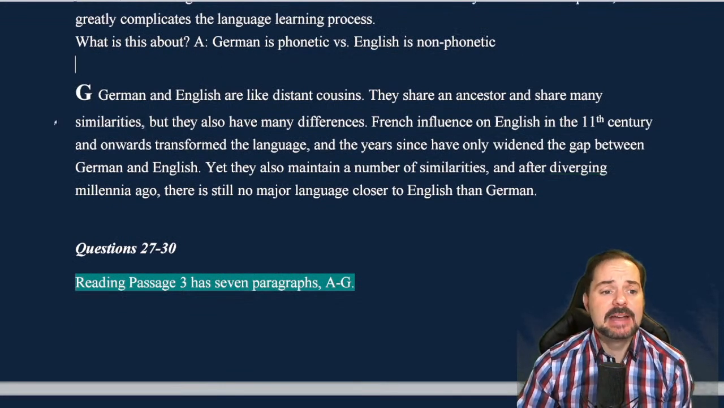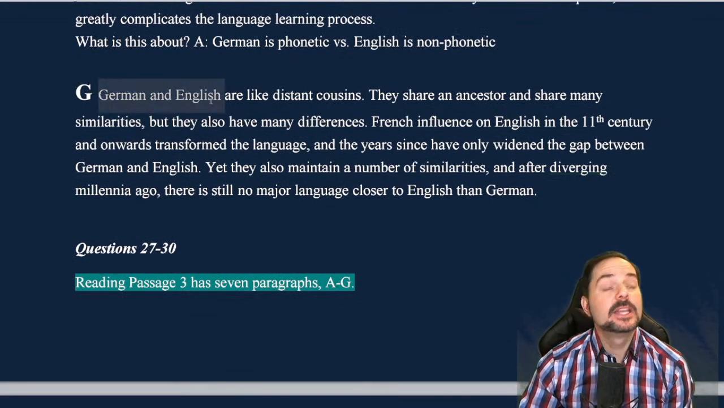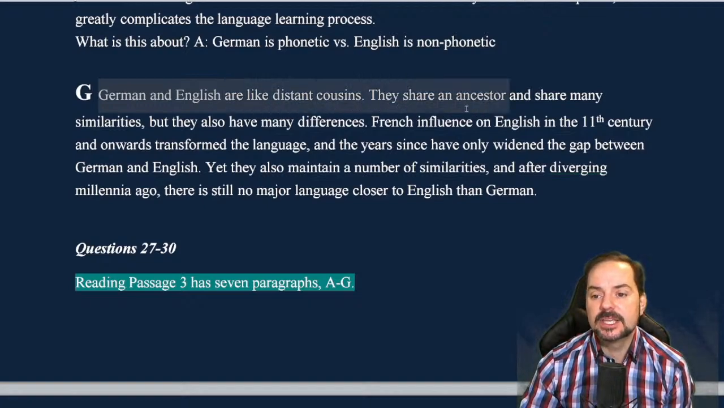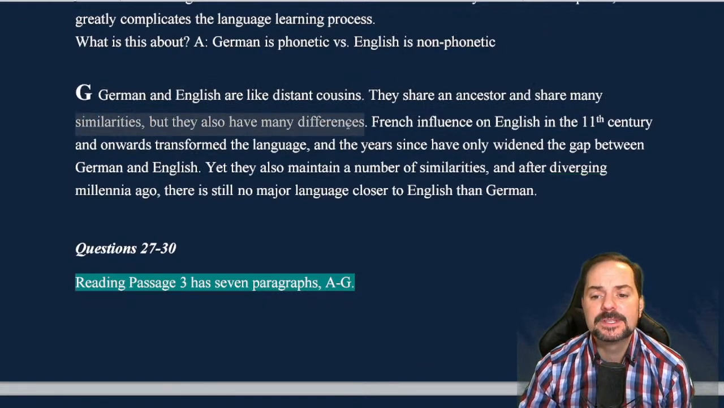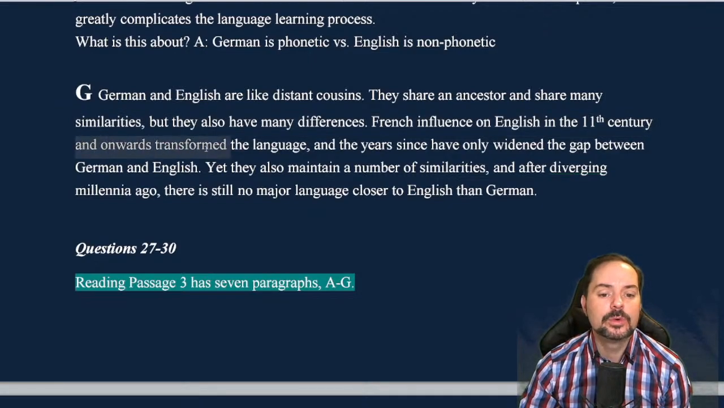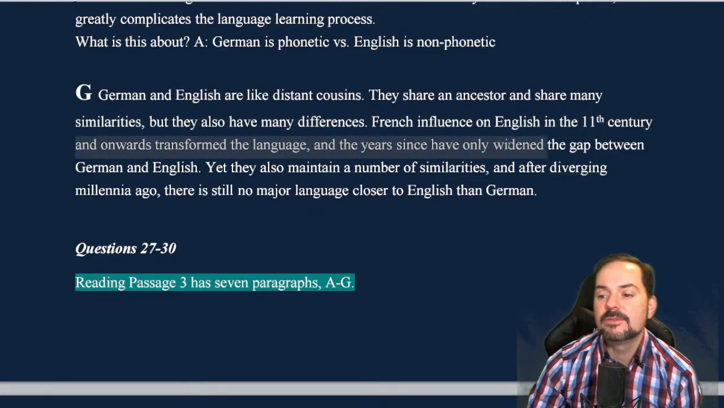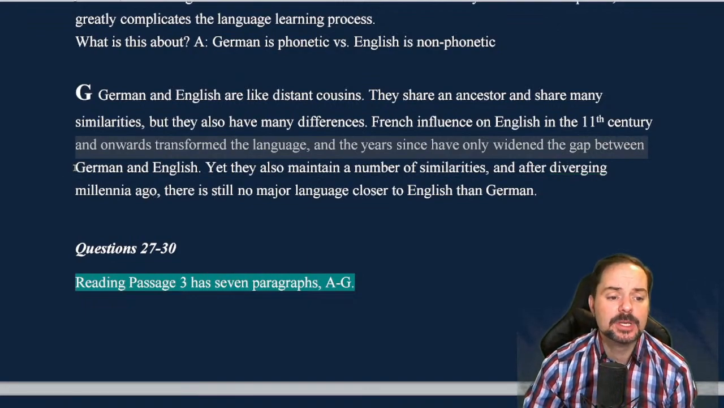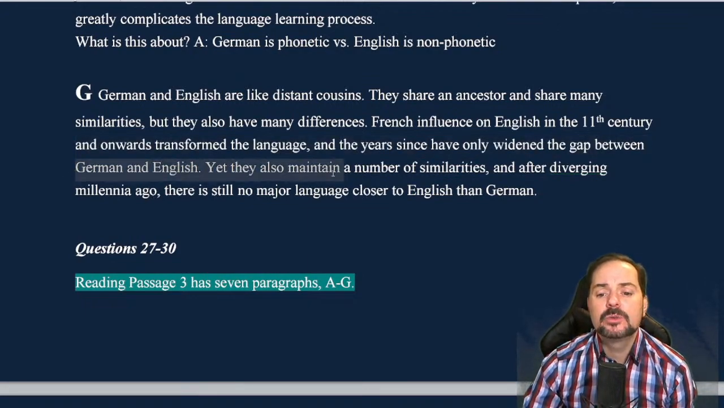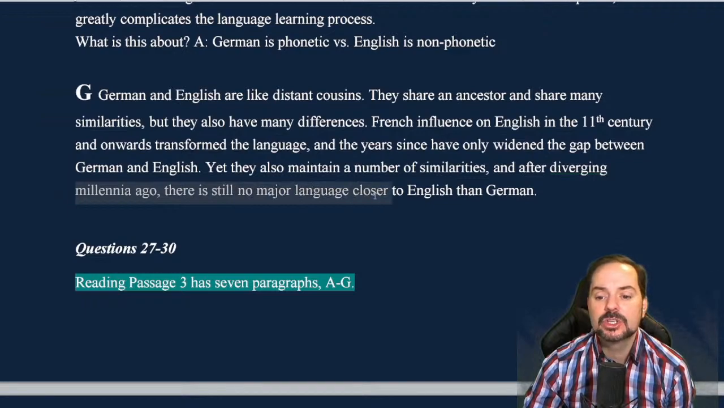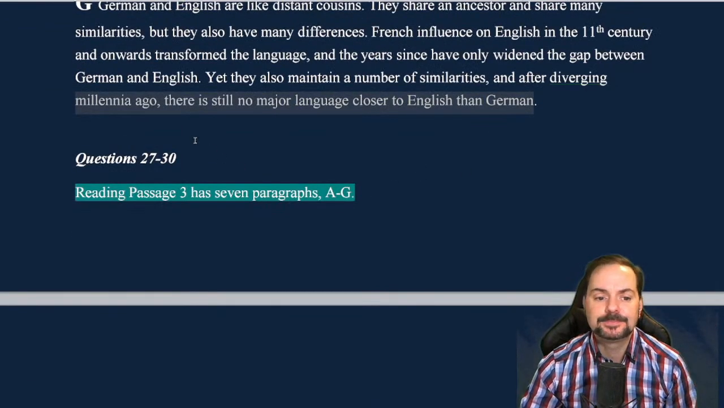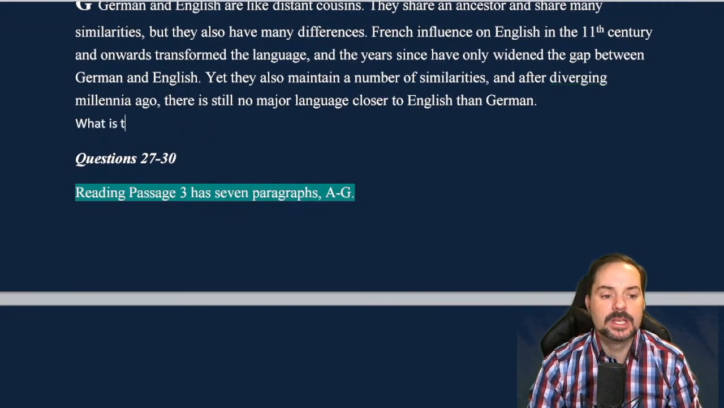All right, one more paragraph. Here we go, everyone. German and English are like distant cousins. They share an ancestor and share many similarities, but they also have many differences. French influence on English in the 11th century and onward transformed the language, and the years since have only widened the gap between German and English. Yet they also maintain a number of similarities, and after diverging millennia ago, there's still no major language closer to English than German. All right, conclusion. What is this about?